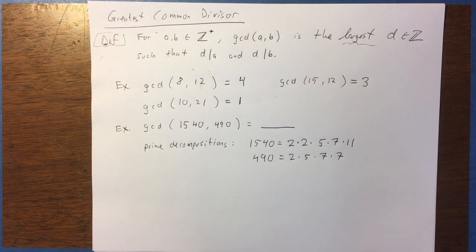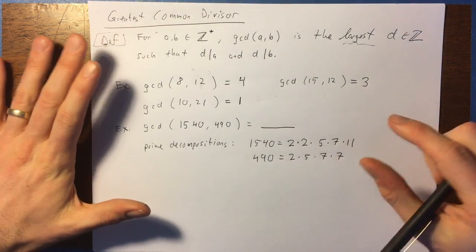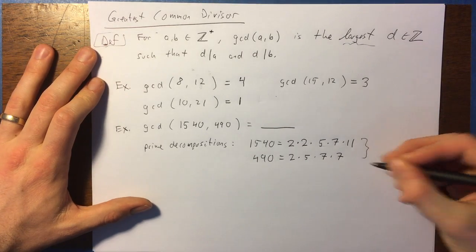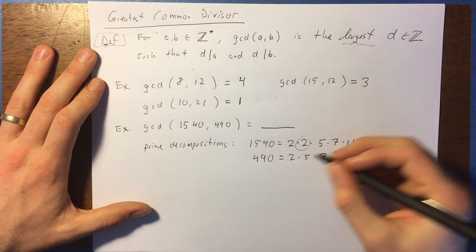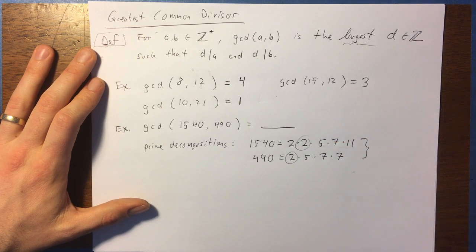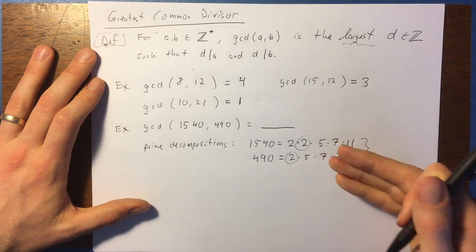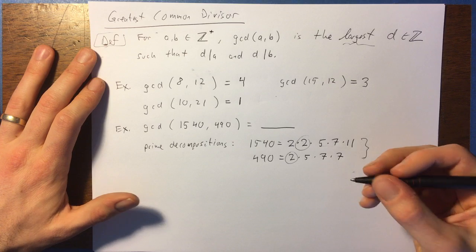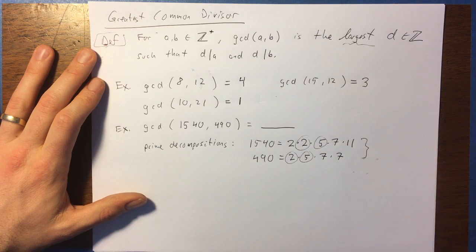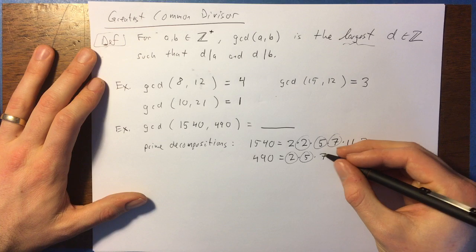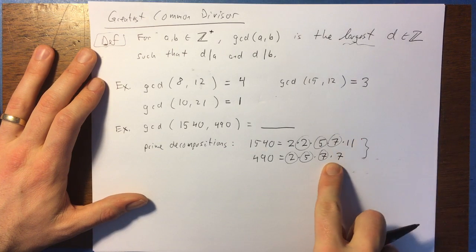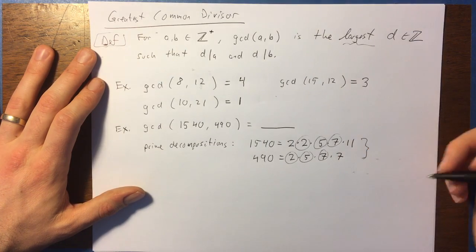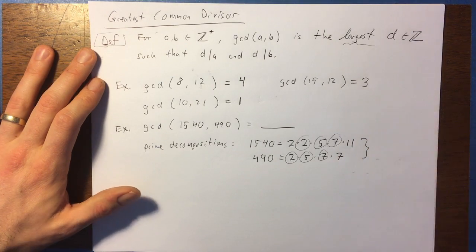So what you do to find the greatest common divisor of two numbers, if you can write them in their prime decompositions, is look for overlap. We have a 2. They both have a 2, right? The first number has two 2s, and the second number only has one. So as far as overlap goes, we can only take one 2. They both have one 5. The first one has one 7, and the second one has two 7s. We can take one of those 7s, but we can't take the second one because it's not shared. And we can't take the 11 because the second number doesn't have an 11.